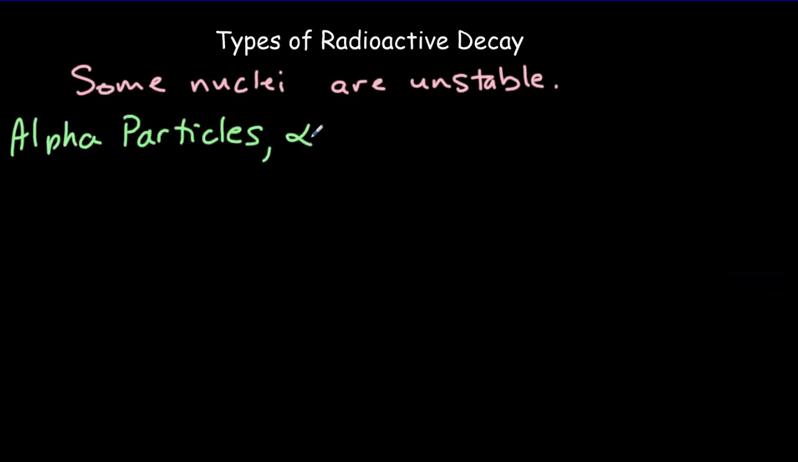We use the Greek letter alpha to represent those alpha particles, but what they really are is helium nuclei. So a helium nucleus has 2 protons and 2 neutrons, so it's got a mass number of 4. If it's a nucleus, that means the electrons have been ripped off the atom. That means it's going to have a charge of plus 2. So all these alpha particles have a mass of 4 and a charge of plus 2.